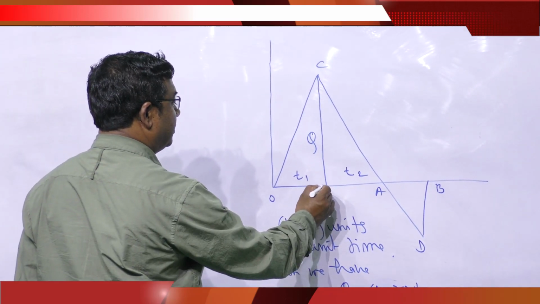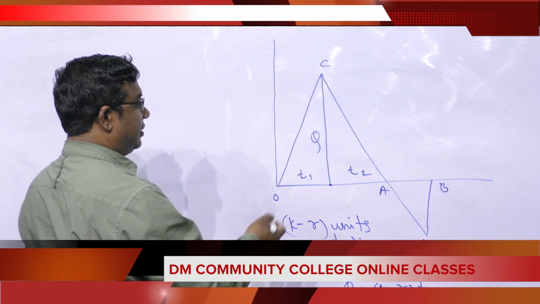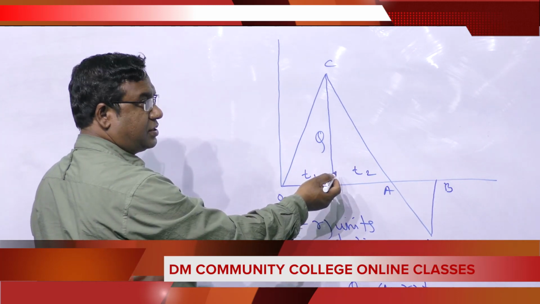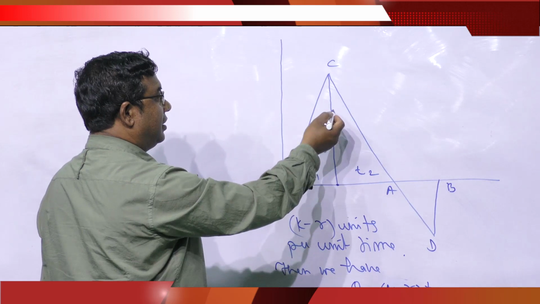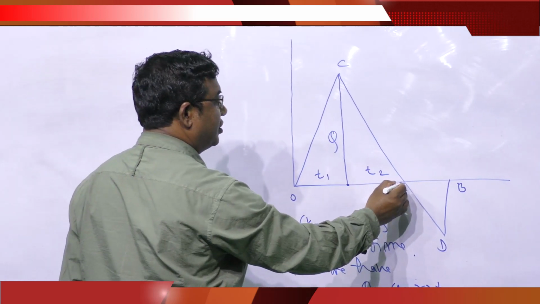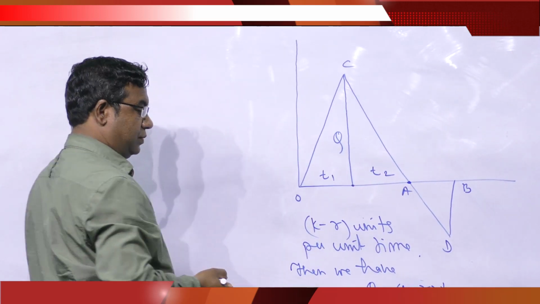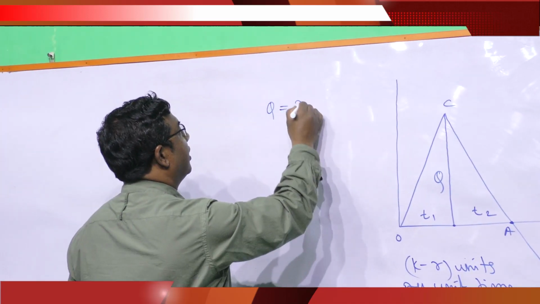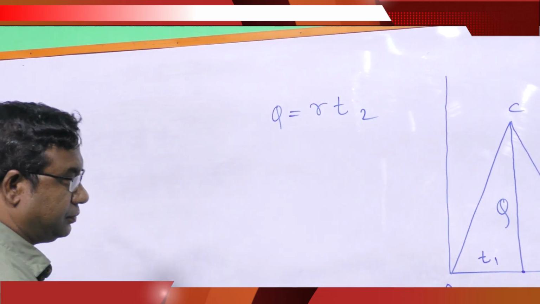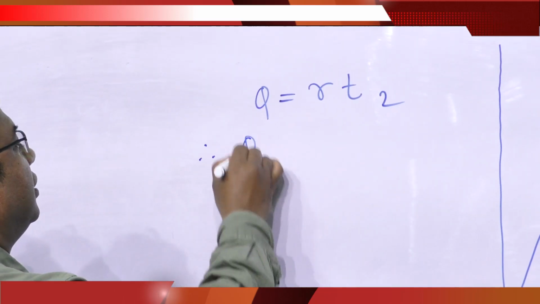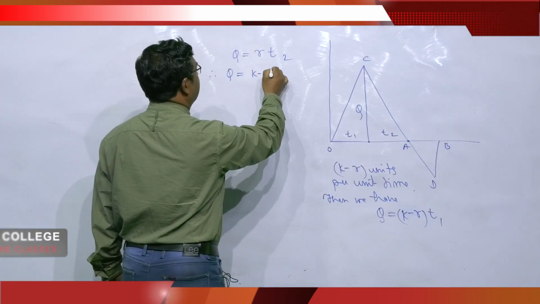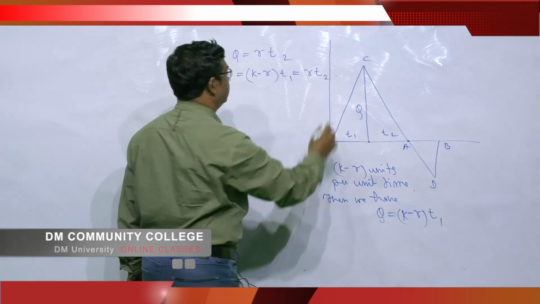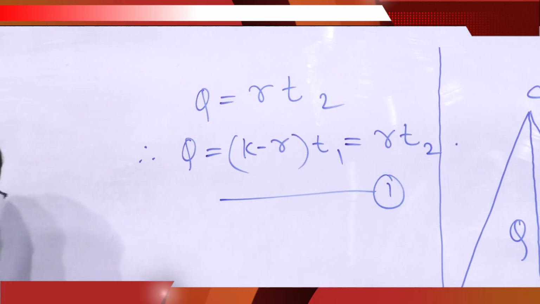Then after time T1, the production is stopped. Then the inventory level Q is consumed daily at the rate of R units per unit time. So the inventory level decreases day by day and becomes 0 at the end of time T2. So we have Q equal to R T2. Therefore, Q equals K minus R T1 equals R T2. This is equation number 1.